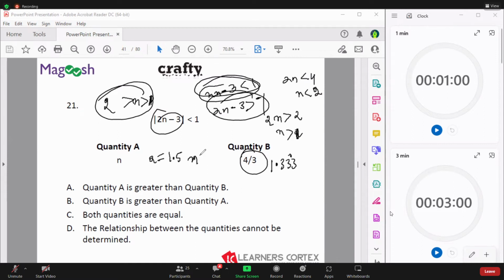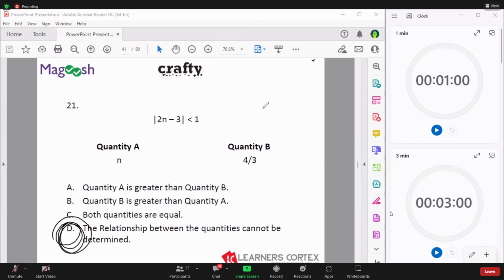It can also be 1.2. It can also be 1.01, anything. So there are multiple possible values for n. Therefore, it cannot be determined whether n or quantity b would be greater. So option D would be the answer.